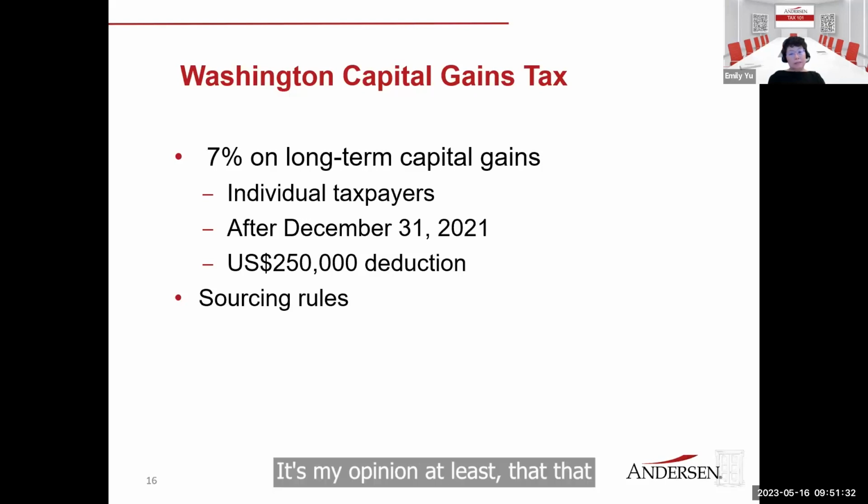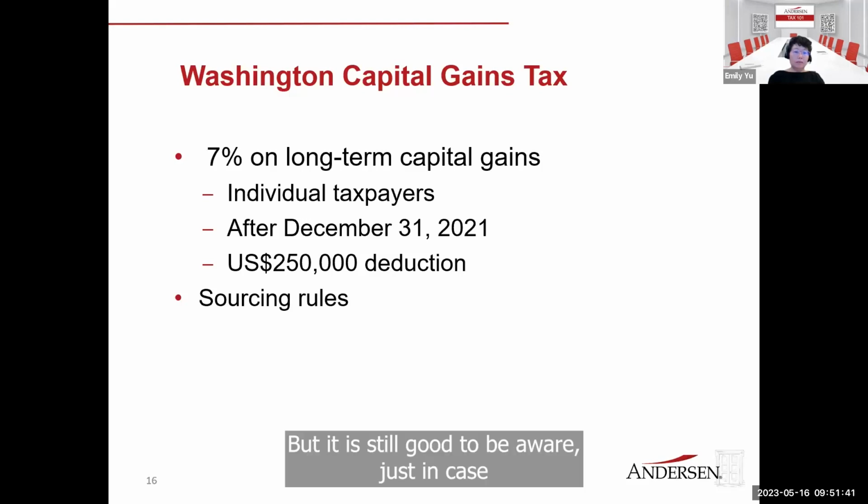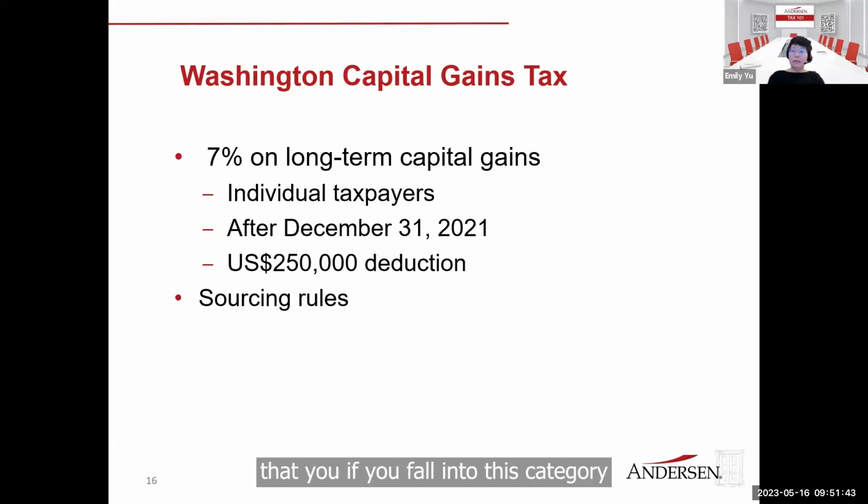It's my opinion, at least, that this tax likely will not impact too many people, but it is still good to be aware, just in case you fall into this category, and ensure that you file and report accordingly.